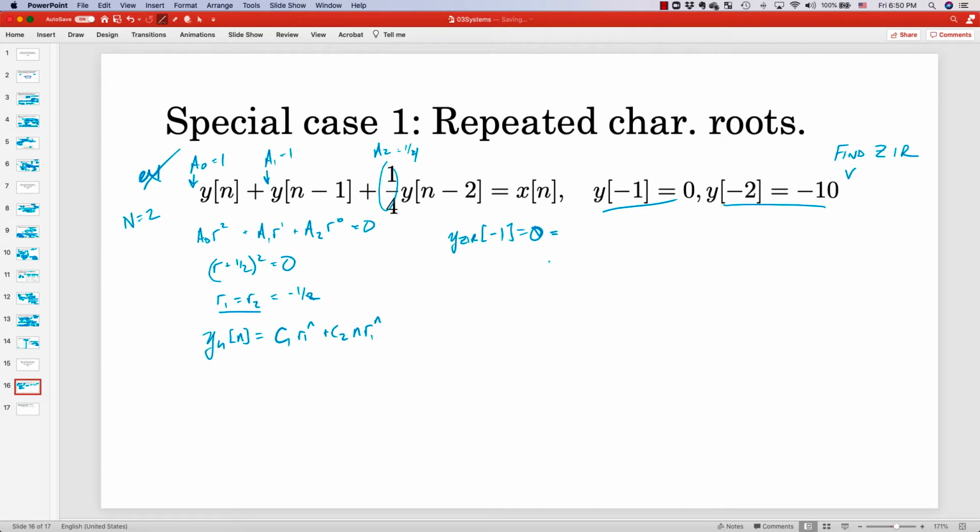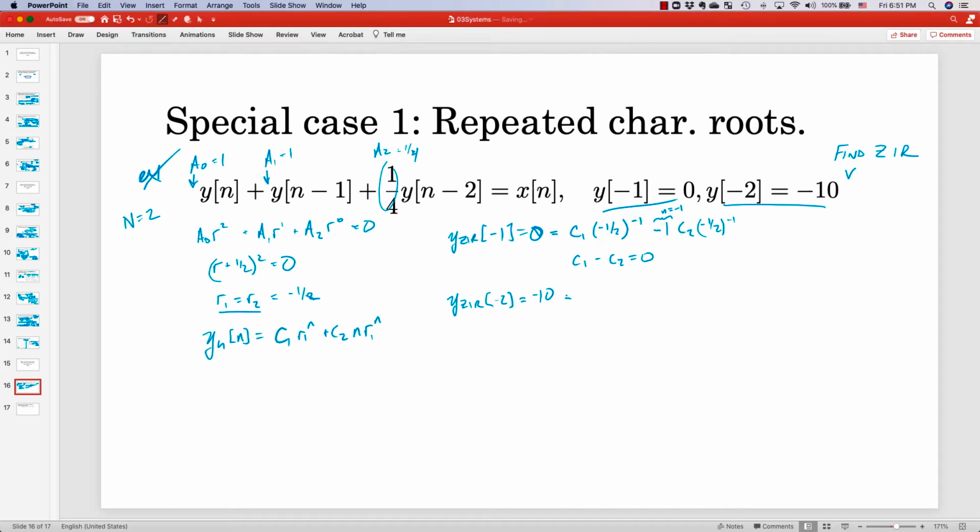And in our formula, that works out to be C1 times the characteristic root to the -1 minus, so here's the -1, this is, if you like, n equals -1, times C2 times the root to the -1. Now this works out to be C1 minus C2 equals 0. So that's one equation but two unknowns. This is why we need the second initial condition. So at time n equals -2, we're told the system has output -10.